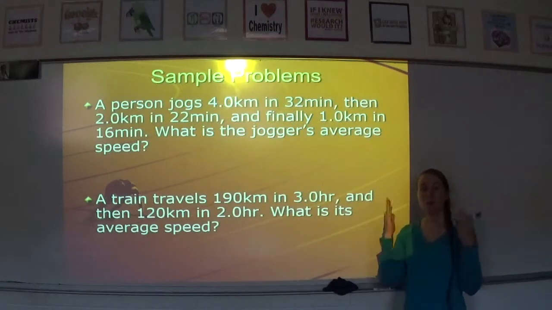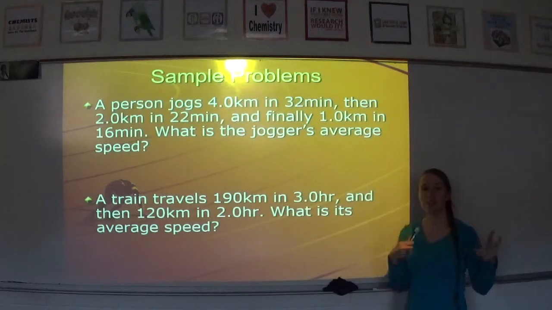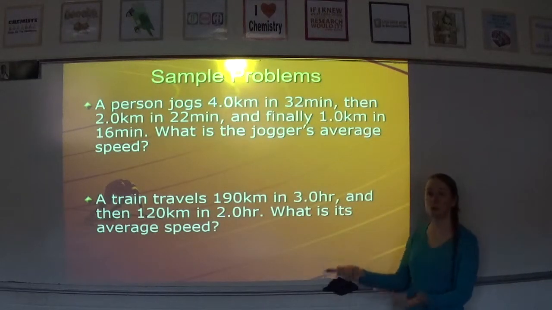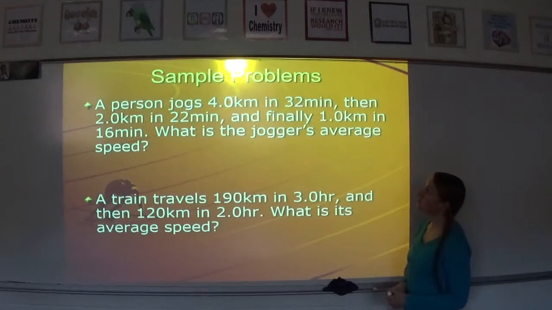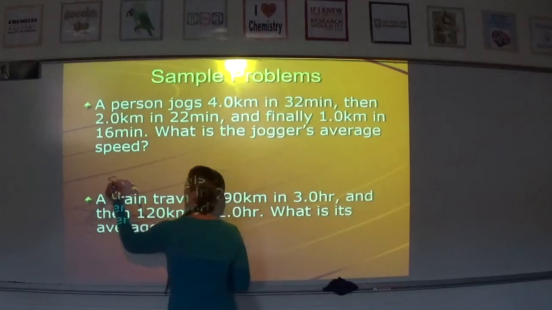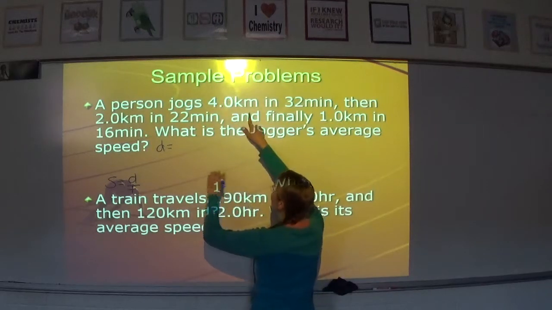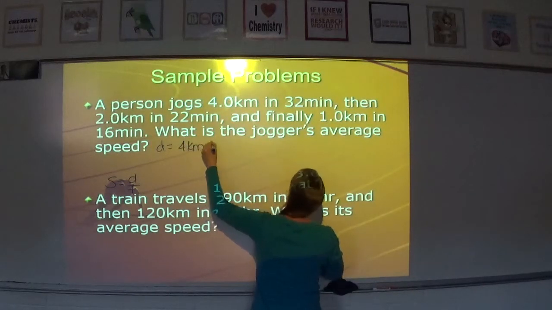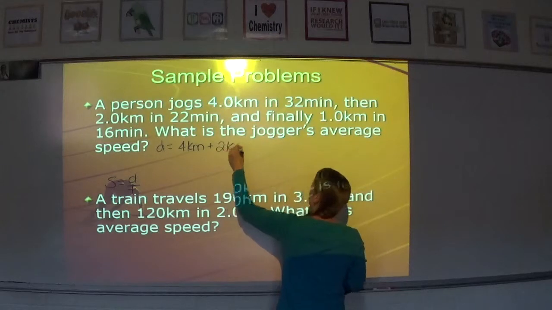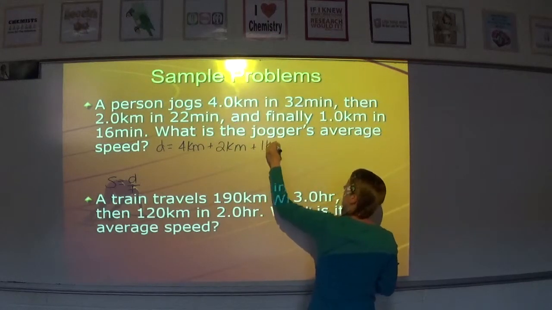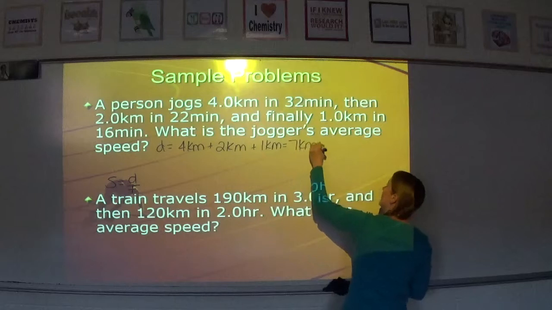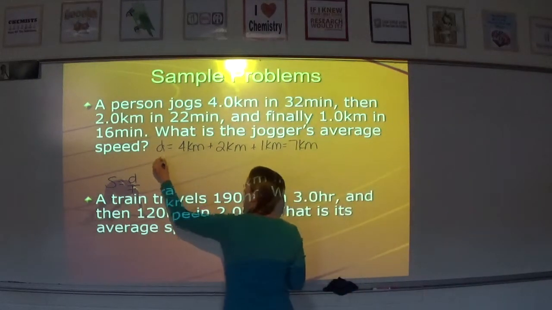So what you want to do now is just pause the video, try these on your own, and then you can start the video again and check your answer. So we'll go ahead and start together. It says a person jogs 4 kilometers in 31 minutes, then 2 kilometers in 22 minutes, and finally 1 kilometer in 16 minutes. What is the jogger's average speed? Again, we know speed is distance over time, so let's add up our distances. So we have 4 kilometers, 2 kilometers, and 1 kilometer, which is going to give us a total of 7 kilometers that this person jogged. Then we add up our time.